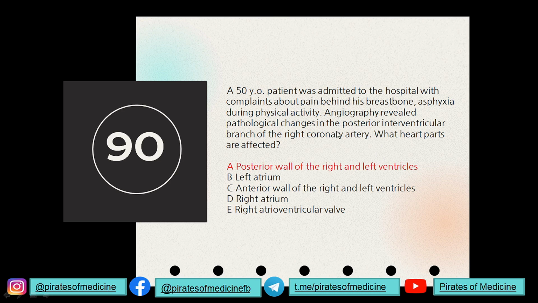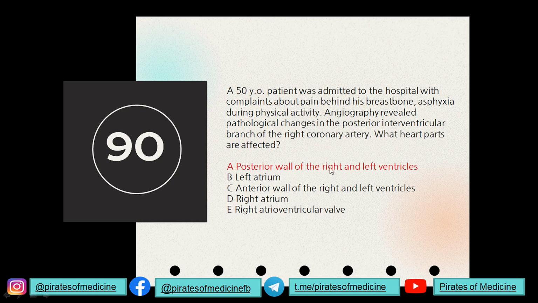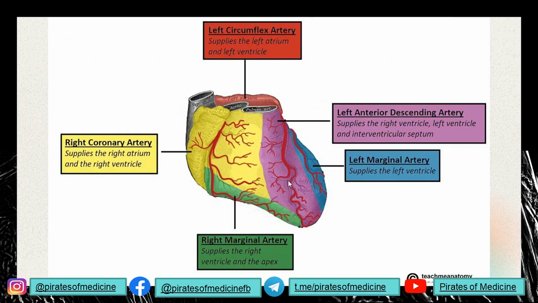So in the question, they told us that the posterior interventricular branch of the right coronary artery has pathological changes. Even from this diagram you can see that the posterior interventricular artery supplies the posterior surface, specifically the posterior wall of the right and left ventricles. So this is why the answer is A. Let's look a little more clearly.